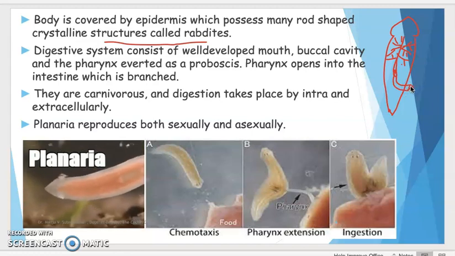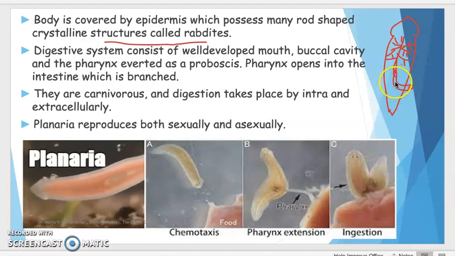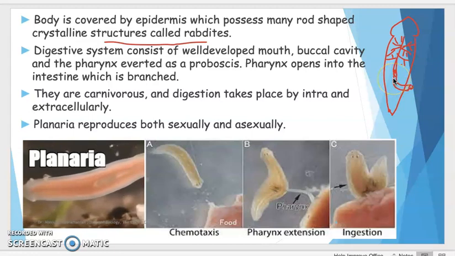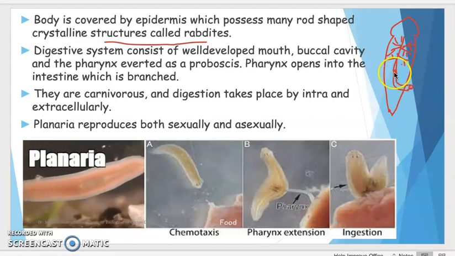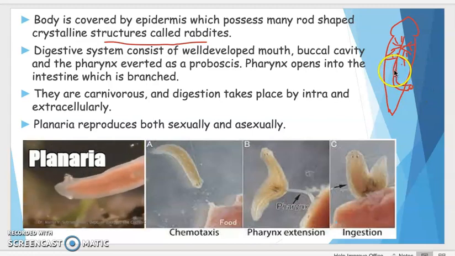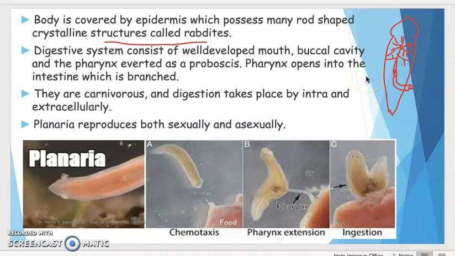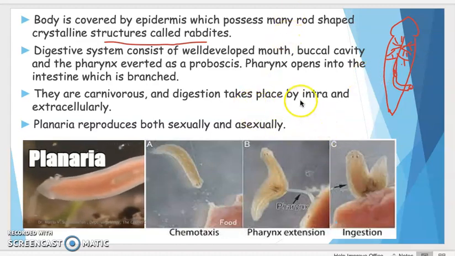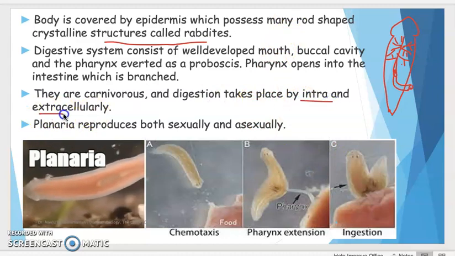and at the end you can see the so-called mouth. The specialty of this pharynx is that it can be ejected out and it can be retrieved. And these organisms are carnivores, and digestion takes place intra and extracellularly. The digestion in Planaria is intra and extracellular.